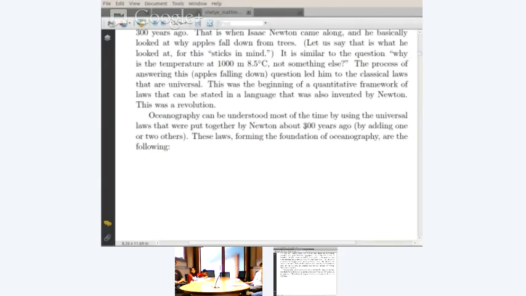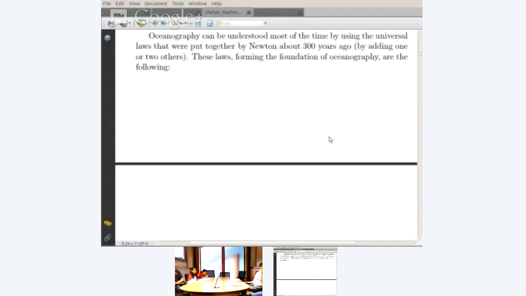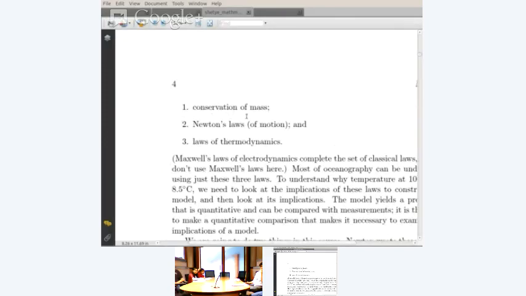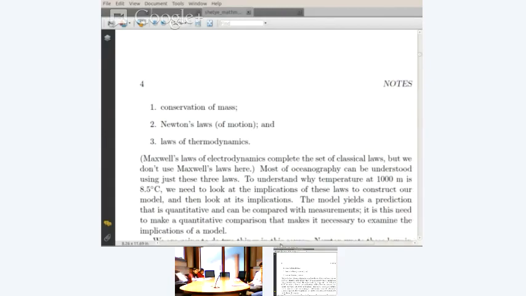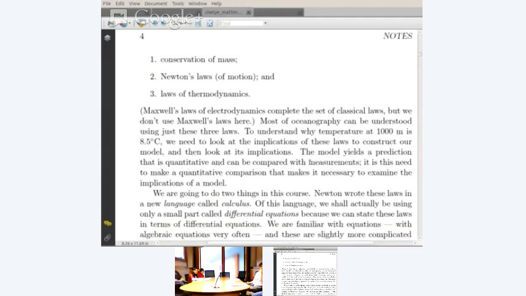Oceanography can be understood most of the time by using the universal laws that were put together by Newton about 300 years ago, by adding one or two others. These laws forming the foundation of oceanography are the following. The first is the conservation of mass. Mass is neither created nor destroyed. And in the kind of flows that we are going to be looking at in the ocean, we are going to make an even more restrictive assumption. We are not going to talk just in terms of conservation of mass. We are in fact going to assume that you cannot compress water or salt water.